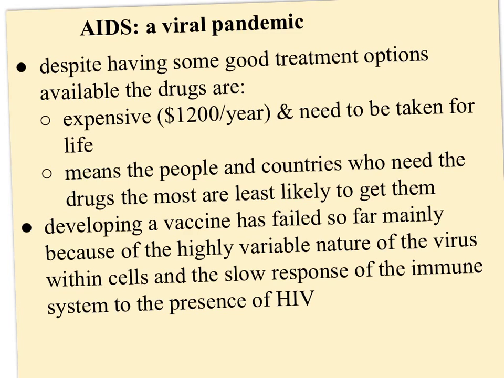And then secondly, developing a vaccine is still looking a long way off because the highly variable nature of the virus and its constant mutation and changing within cells makes it very difficult to come up with an effective vaccine. And even if they do come up with some possibilities, there's a very slow response of the immune system to the presence of HIV. So a vaccine still looks like a very difficult thing. Our best shot at this point is probably making these drugs more available and more reasonably priced to everybody who needs them.